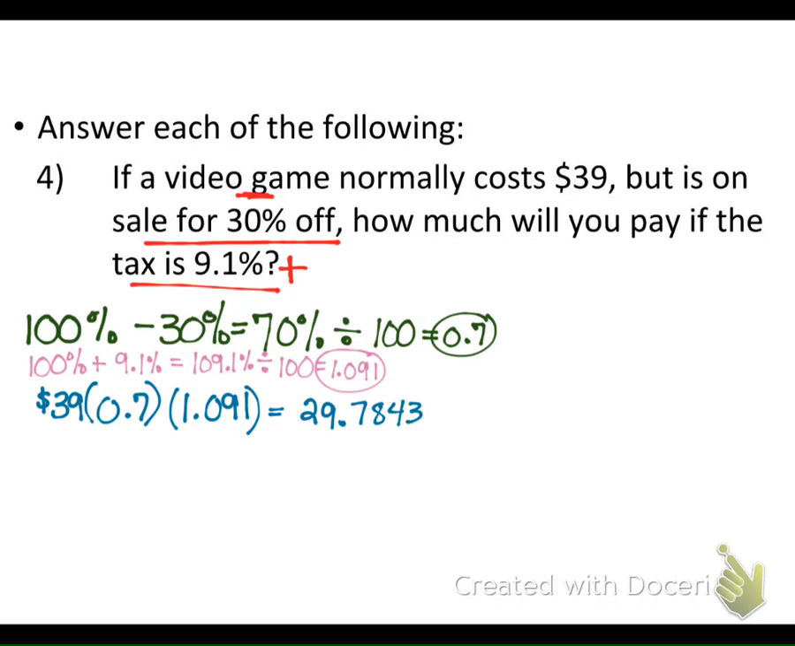Now I'm dealing with money here. So if I'm dealing with money, it's not going to be $29.7843. So I'm going to have to round it to the nearest cent. Which number is in my nearest cent or hundredths place? 8. The 8. So I'm going to underline that, cross out the rest, but I'm going to have to look directly to the right of the 8. Is this number 5 or greater? No. So what happens to this 8? 8 stays the same. So the price of that video game is going to be $29.78. Make sure you have your dollar sign. Make sure you box it.